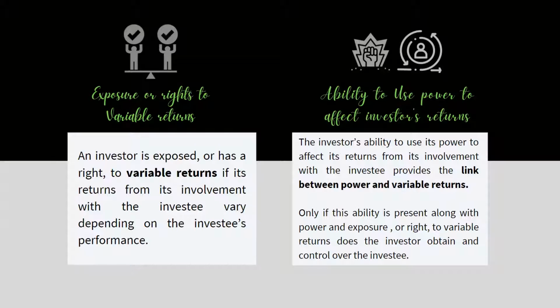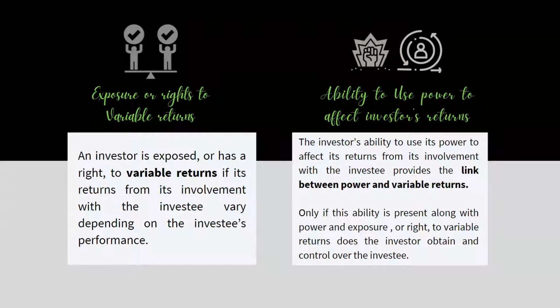This is the second element of the three elements of control, which focuses on variable returns. Variable returns are not fixed and have the potential to vary as a result of the performance of an investee, such as dividends, interest, and bonds issued by the investee. So the principal should have exposure or rights to variable returns from investees.